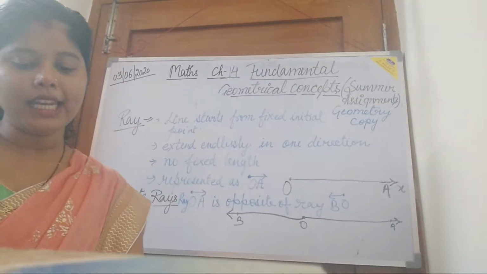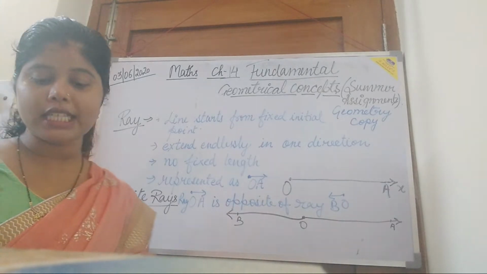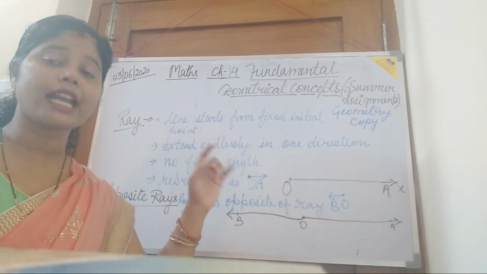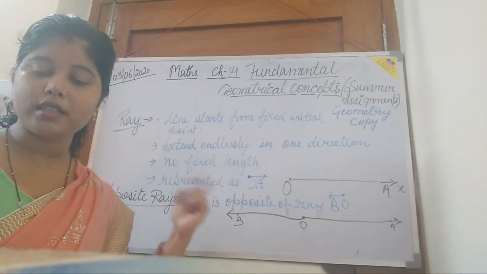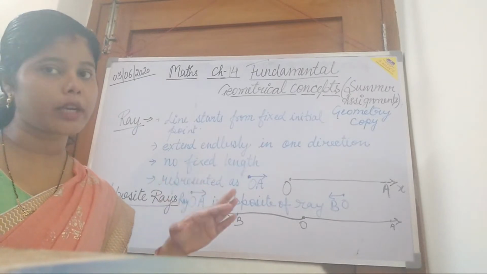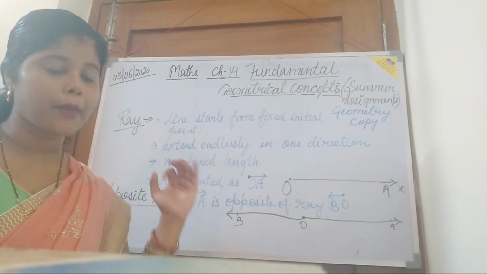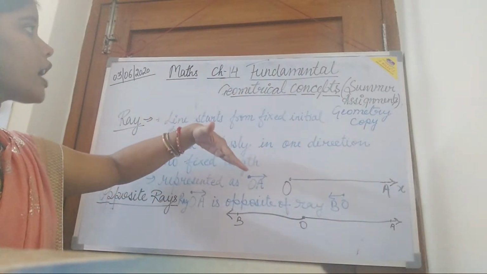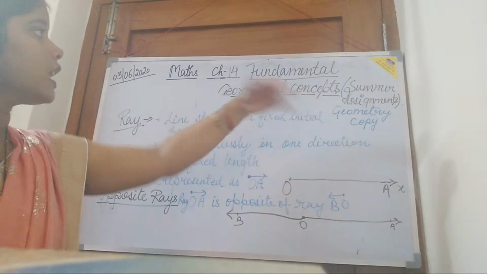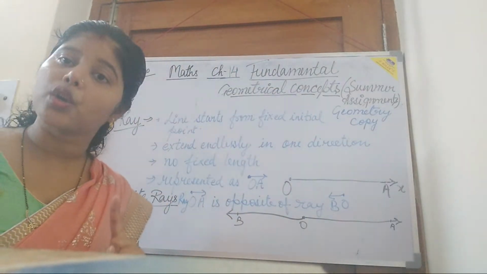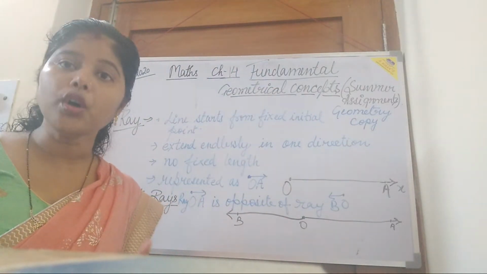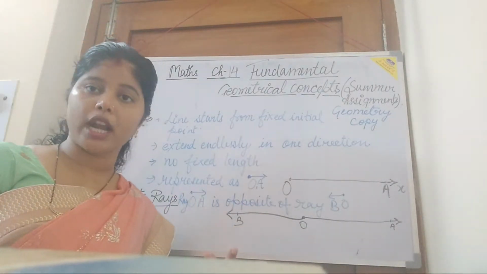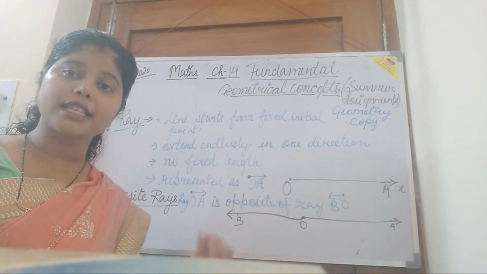Now what is a line? A set of definite points. It has no endpoints. It extends endlessly, and it is represented by arrows and denoted by small letters. A plane is a flat surface which extends endlessly in the directions of length and breadth, and it has no thickness. And a line segment is a part of a line. It has two endpoints, and it has a definite length.